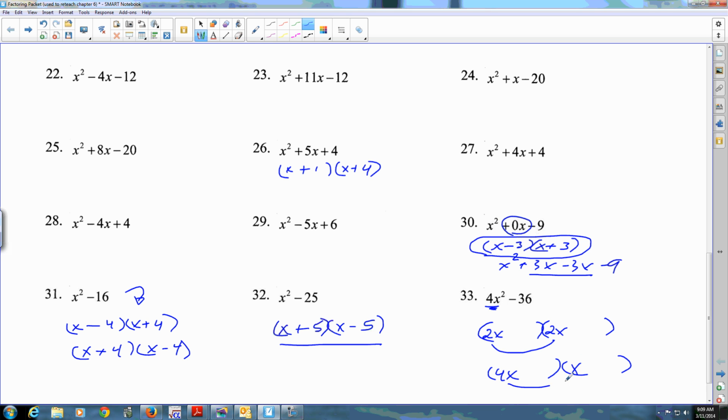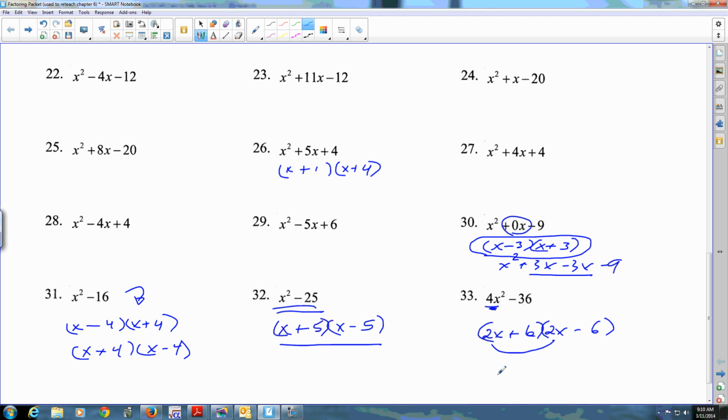It's true, those would multiply to give you 4x squared. But to get this pattern to work, remember these have to be identical. One's a plus, one's a minus. Now, what's the square root of 36? 6. One's a plus, one's a minus. And you can FOIL this so you can see that it's going to work. Let's do it quick.